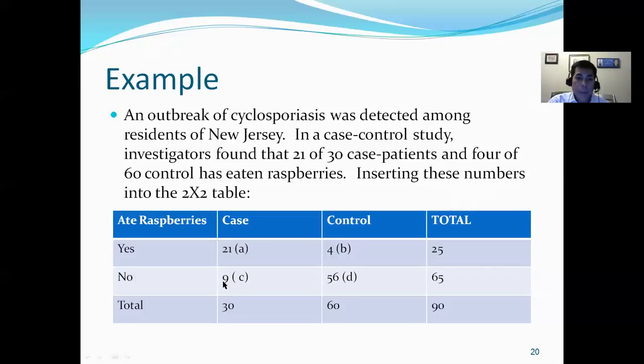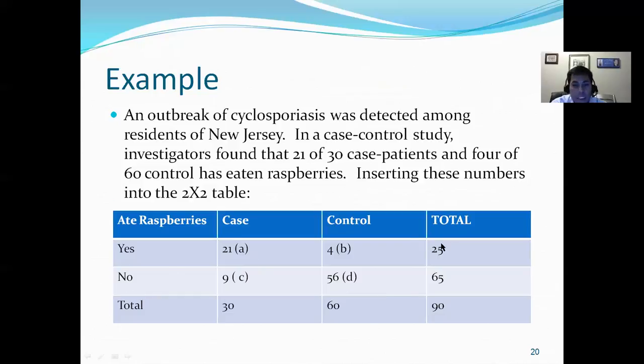And then what's left for those who did not eat raspberries is 9, because this is 21 and we have 30 cases. So 9 are the ones who did not eat the raspberries and had the disease. And for the controls, there were a total of 60 and only 4 of the 60 had actually eaten raspberries. So you have 56 who did not eat the raspberries.